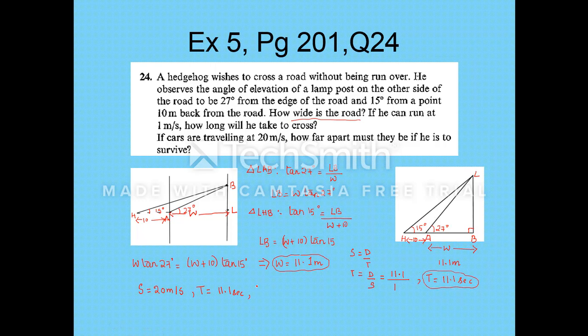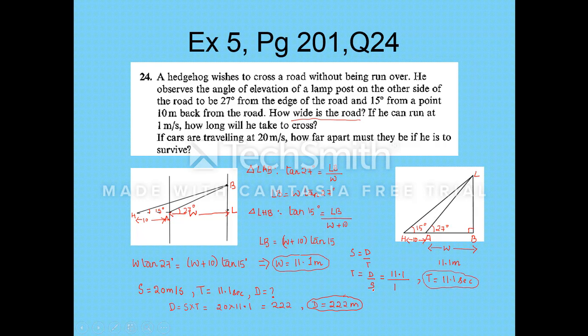So we need to find out at what distance should the cars be so that he can survive. Basically again it's the same speed, distance, time question, but here we need to find out the distance. So distance is equal to speed multiplied by time. So 20 multiplied by 11.1, which is 222. So the safe distance between the cars should be 222 meters so that they don't hit the hedgehog and he is able to survive.